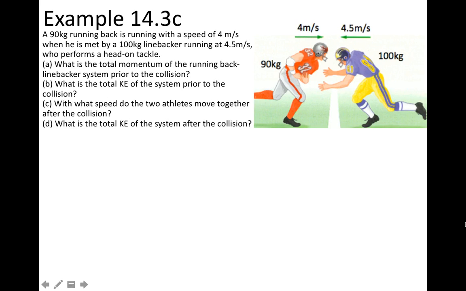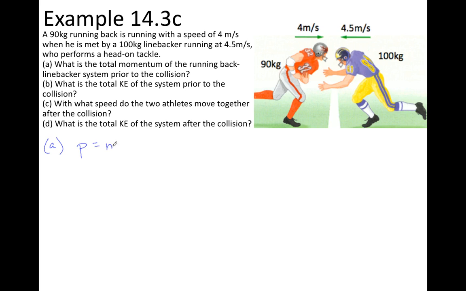In our last example, we have a 90 kilogram running back that's running with a speed of 4 meters per second when he is met by a 100 kilogram linebacker running at 4.5 meters per second who performs a head-on tackle. Part A wants us to calculate the total momentum of the running back linebacker system prior to the collision. So to find the momentum of the system, all we have to do is find the momentum of both players and then add them together.